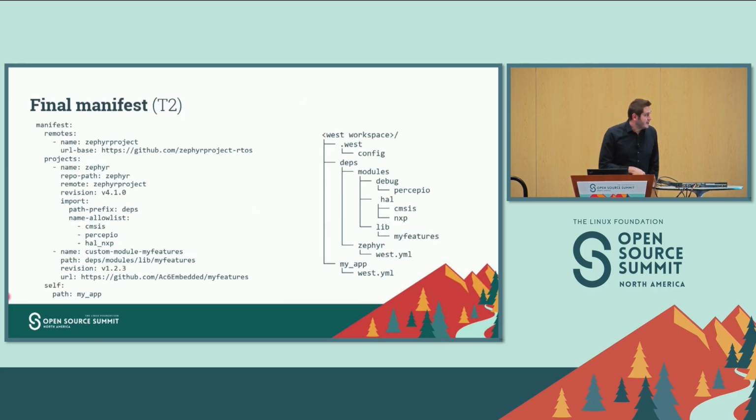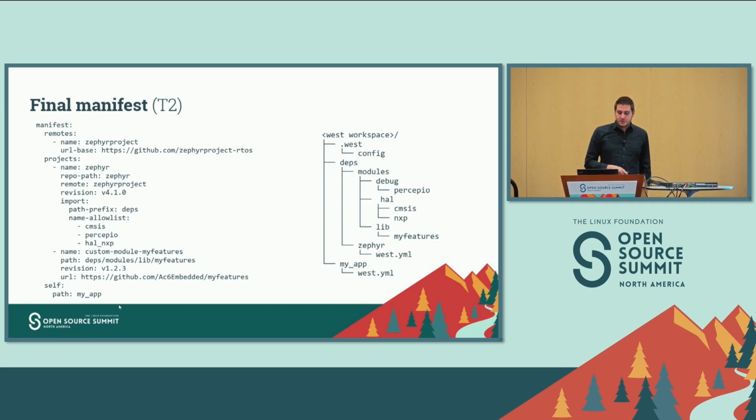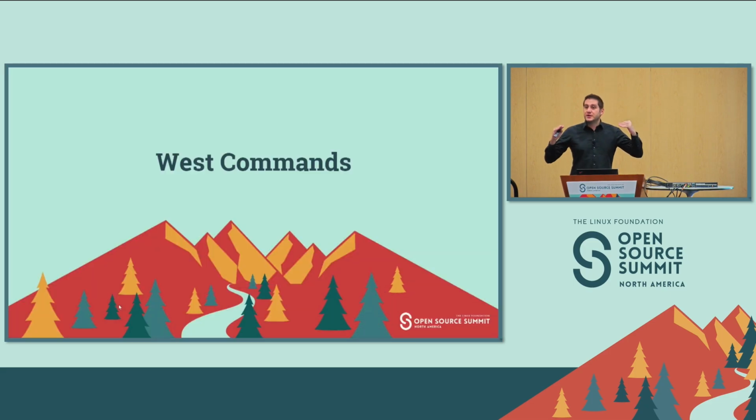If you want to get a final manifest for a T2 layout, it would look like this. This is just for reference. In this one, the first project is going to be the Zephyr project that also has the different modules. The second project is going to be my module or my library that's going to contain my custom features. And the self, my app, is the code for my application that has, similar to the previous example, my own source code. So this is the first part, and this is the first topic about West repository.